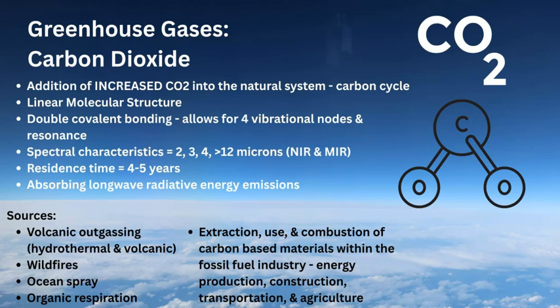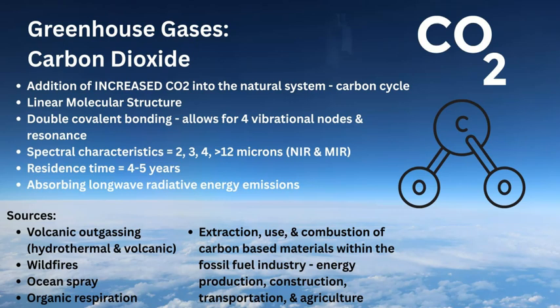Our next greenhouse gas is CO2, carbon dioxide. Now, this is part of the carbon cycle, and there are two main ways that this gas can arrive and stay in the atmosphere. Its residence time, or how long it stays on average, is between 4 to 5 years, and there are both natural and anthropogenic sources of CO2.